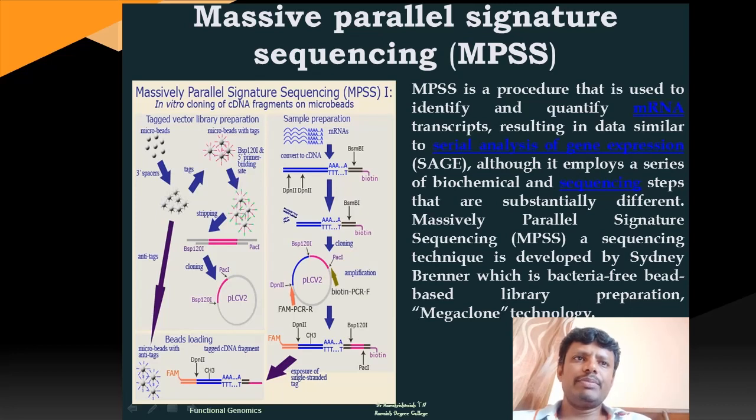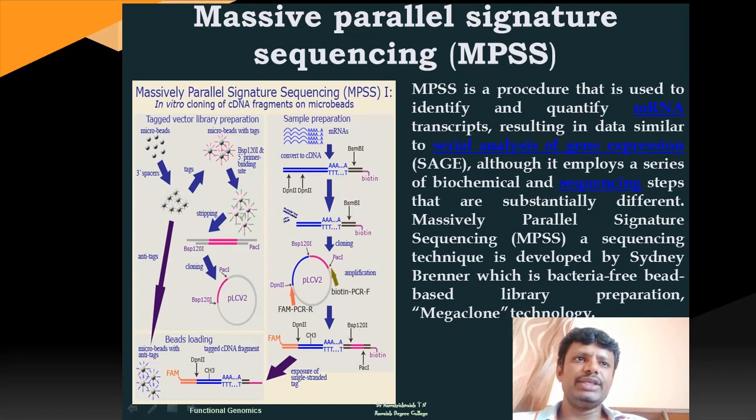It is a method which determines the expression levels of mRNA by counting the number of individual mRNA molecules produced by each gene. So here we are finding the level of expression, and it's an open-ended technology. Is that clear? So this is the clone library. You can see a sample to describe.